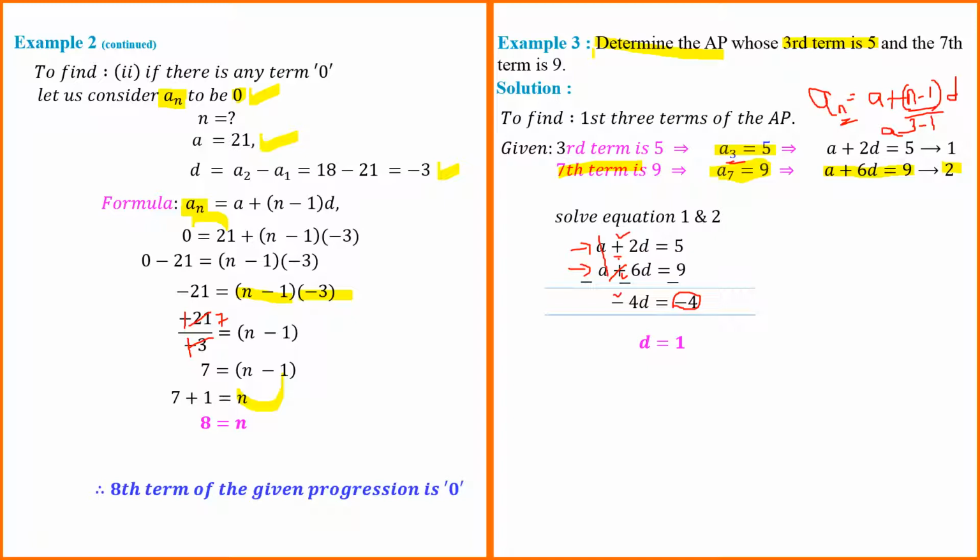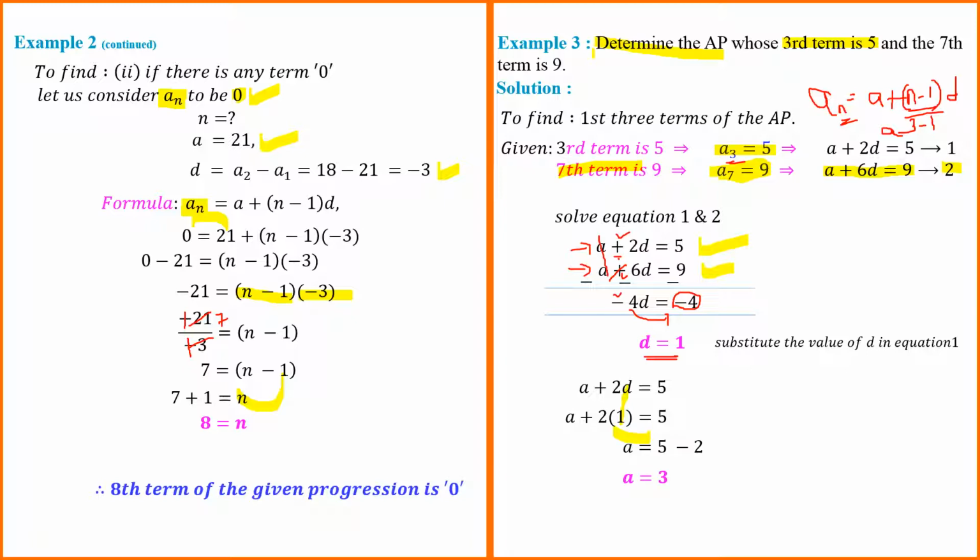Yes. Then here, when I transpose this, it's going to be divided by minus 4 on both sides. We are going to get the d value as 1. Yes. Then substitute the value of d in any one of the equations, either equation 1 or equation 2. So here I choose equation 1. A plus 2d equals 5. The value of d is going to be 1. So 2 into 1 is 2, and transposing to the other end, it's going to be 5 minus 2, so a equals 3.